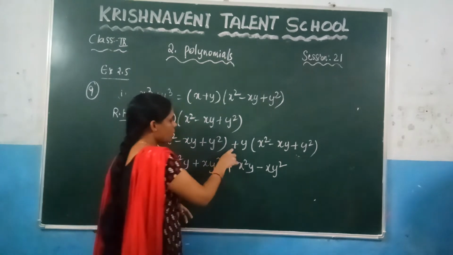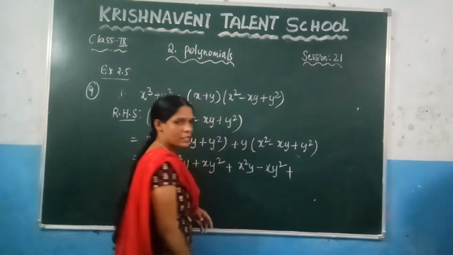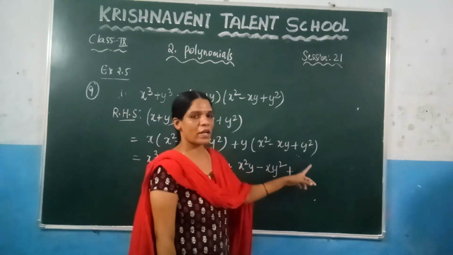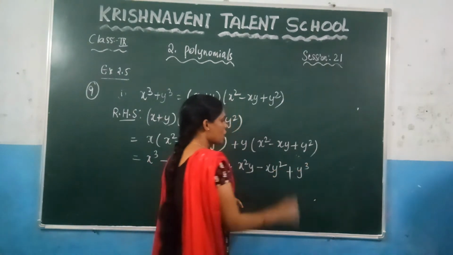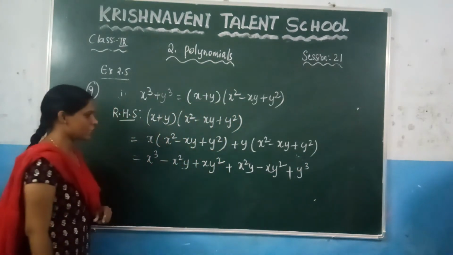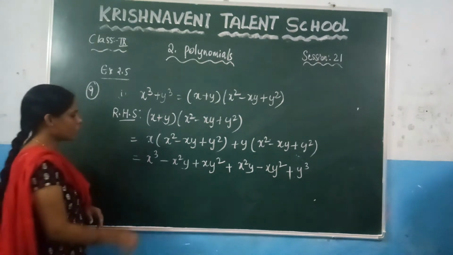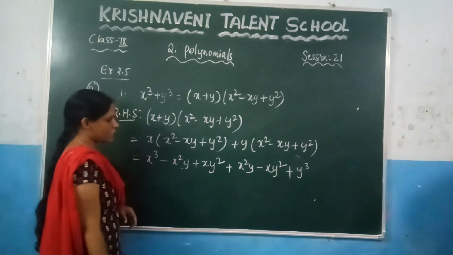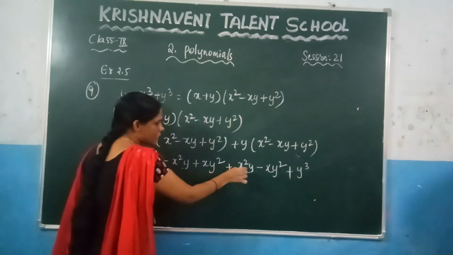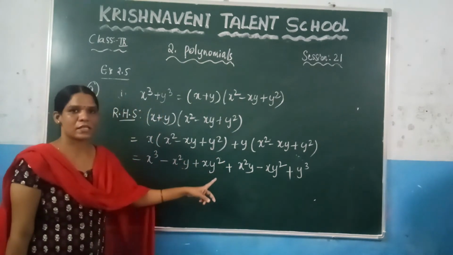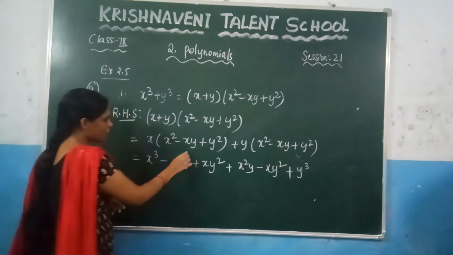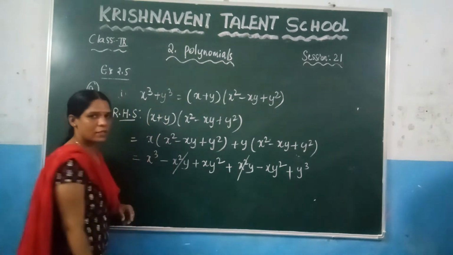And after that plus into plus, which gives you plus, and after that y into y square, which is y cube. So write it here y cube. Now check here, are any terms going to get cancelled or not? Here minus x square y is there, and here plus x square y is there, and you know that minus x square y plus x square y gives you 0. So we can cancel these two terms, right?